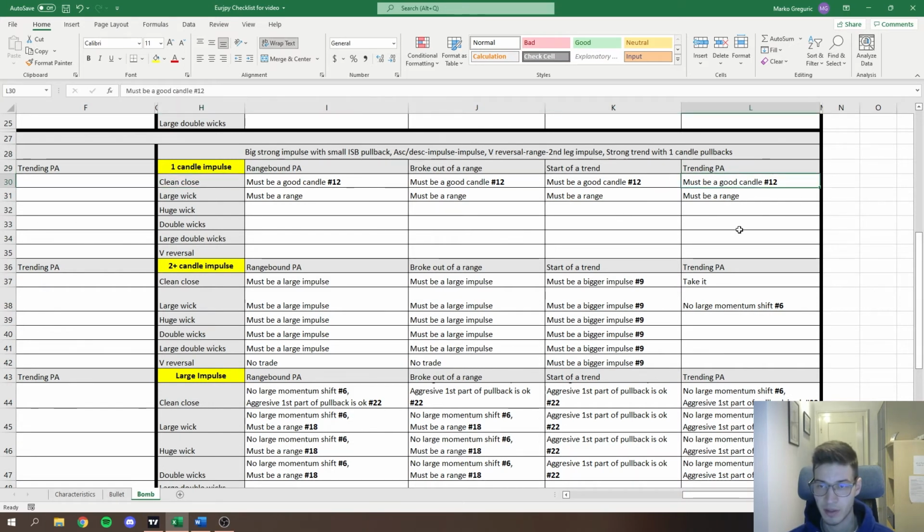I wrote down it must be a good candle. So the impulse candle must be good. What do I mean by this? Well, that's why I have the appendix, so that I can visually represent the words. So let's take a look at number 12.